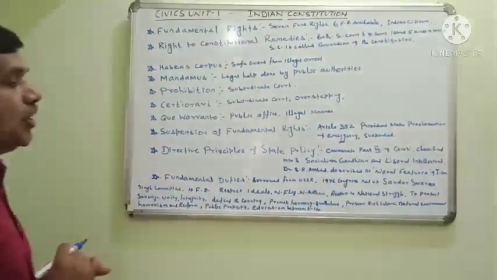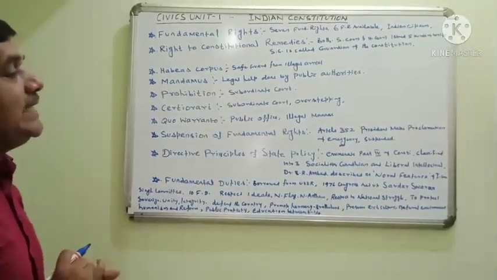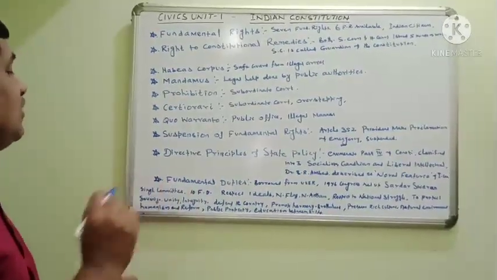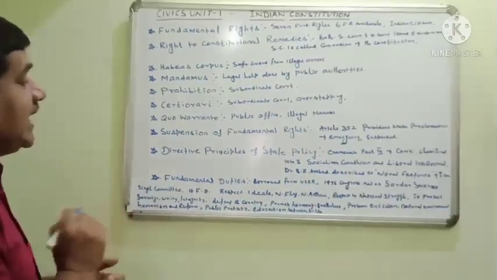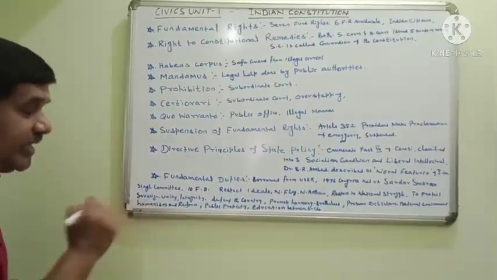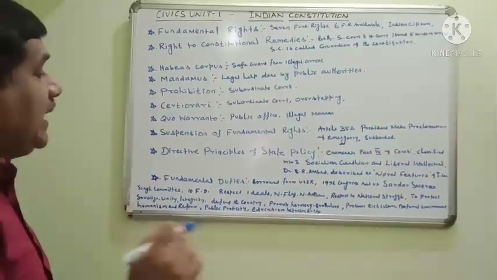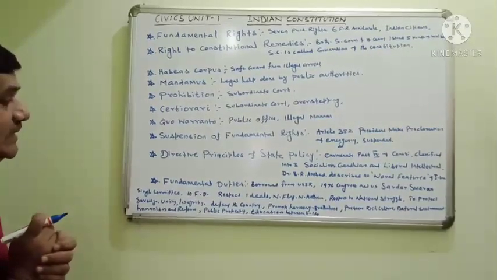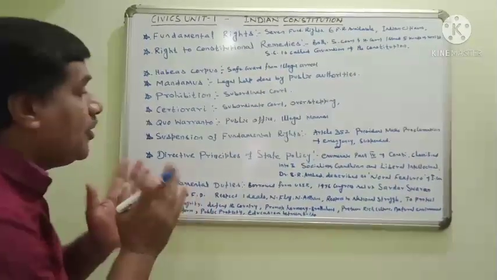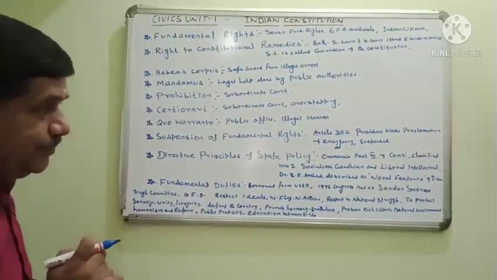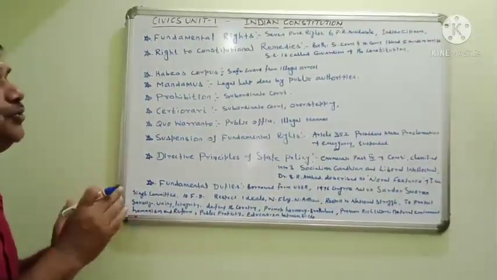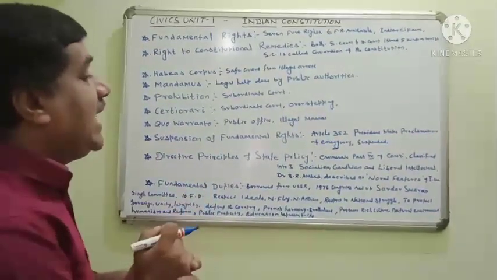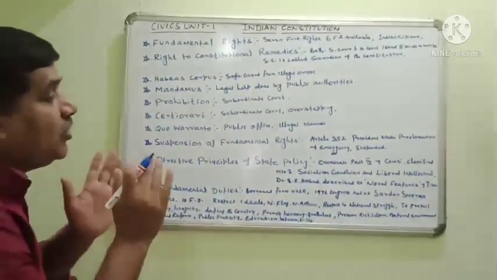Fundamental duties were borrowed from the USSR. In 1976, Congress set up the Sardar Swaran Singh Committee, which formulated the 10 fundamental duties. First one, respect to the ideals, meaning leaders. Next, respect the national flag and national anthem, and respect those who dedicated themselves to the national freedom struggle.